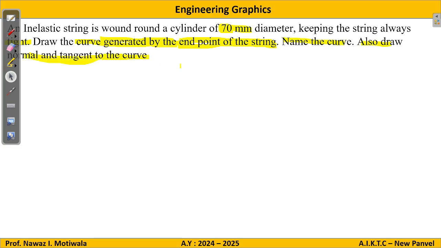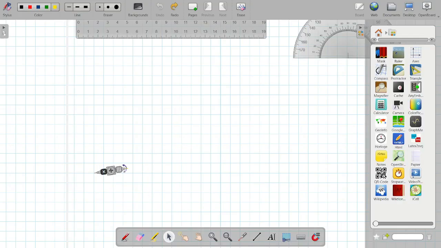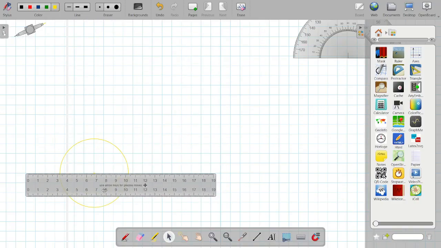Okay, so let us start with the construction part. First of all, to draw an involute, or the curve traced by the end point of the string, we need to draw a circle of given size, that is diameter 70 mm. So first making a circle of 70 mm diameter. Then we need to divide as usual the circle into 8 equal parts.